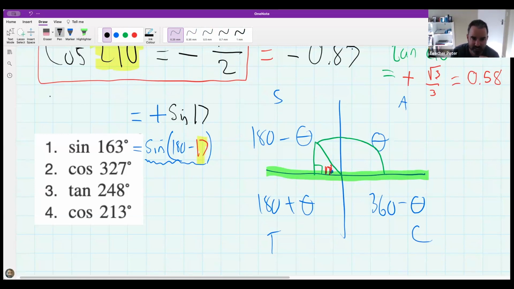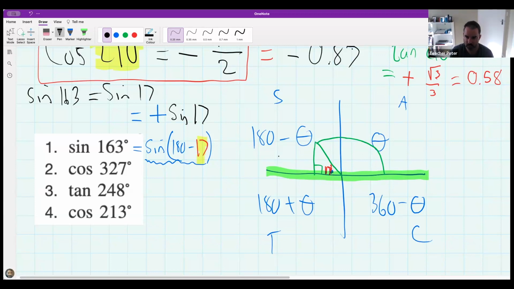So I'm going to make the claim to you that the sine of 163 is exactly the same as the sine of 17. Put that in your calculator and tell me if it's T for true or F for false. I want you to confirm that, in fact, the sine of 163 is the same as the sine of 17. And if I'm telling you a lie, say false.